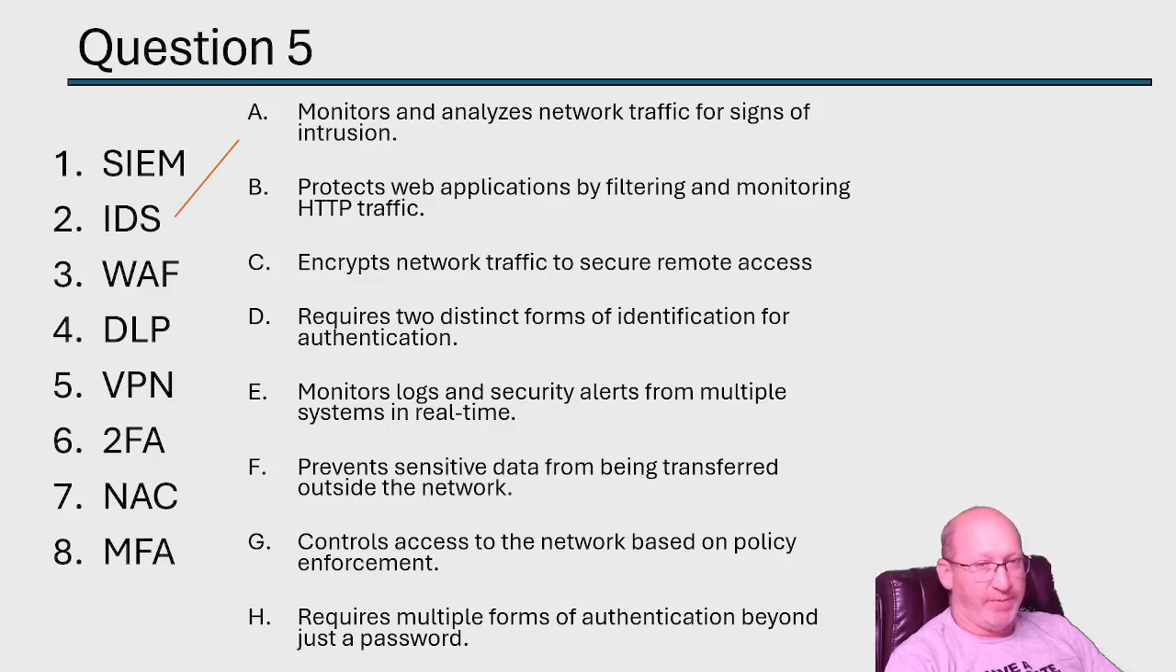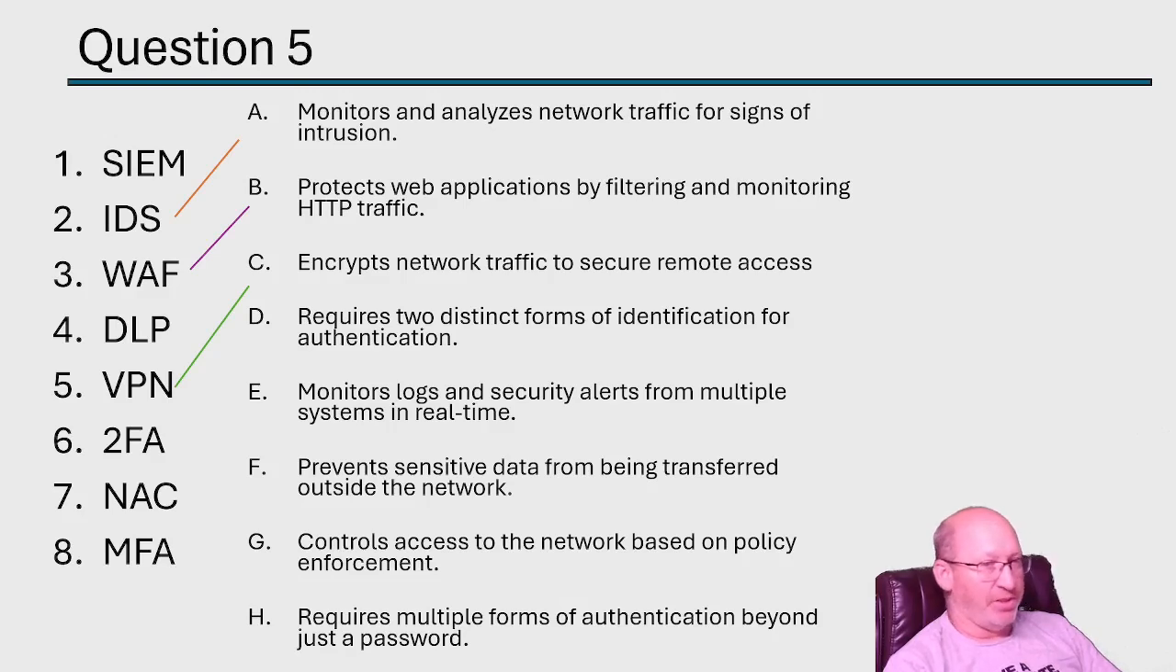Protects web applications by filtering and monitoring HTTP traffic. Well, there's only one thing on here that really monitors HTTP traffic and helps protect web applications, and that would be a web application firewall. That would be 3 right there. Then we have encrypts network traffic to secure remote access. I think the only one that makes sense for encrypting network traffic to secure remote access, being the key words right there, would be VPN. There we go.